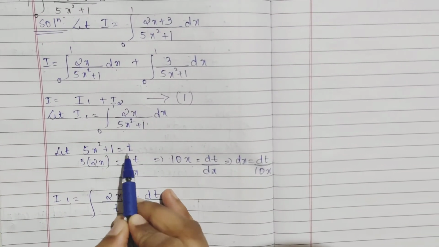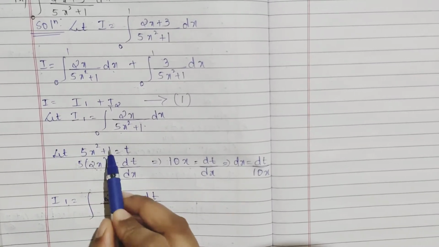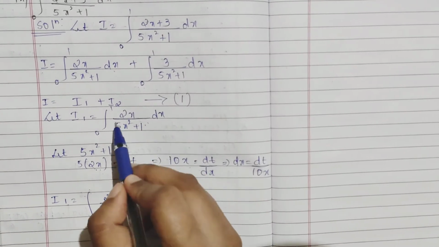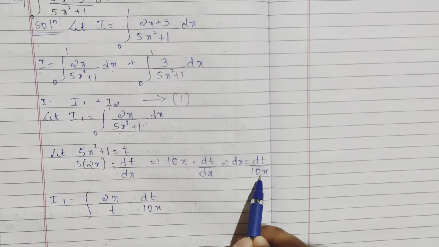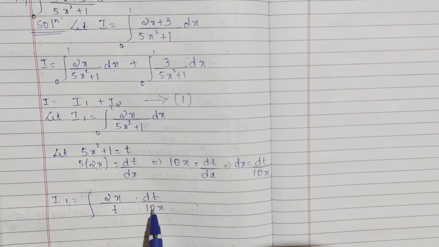So 5x² + 1 you are taking as t. Keeping 5 as it is, the differentiation of x² is 2x, and 1 becomes 0, so dt/dx = 10x. We also want our dx value, so dx becomes dt/(10x), right? Now substitute everything in your I1: 2x divided by t, and dx is dt/(10x).